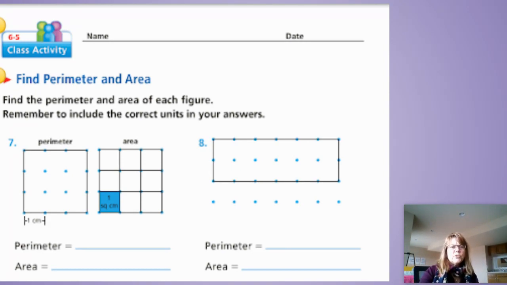But first they want you to find the perimeter of that one. So let's draw your tick marks. 1, 2, 3, 4, 5, 6, 7, 8, 9, 10, 11, 12. Did you get 12?